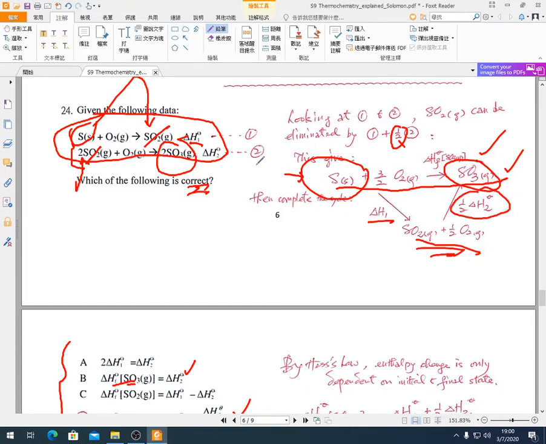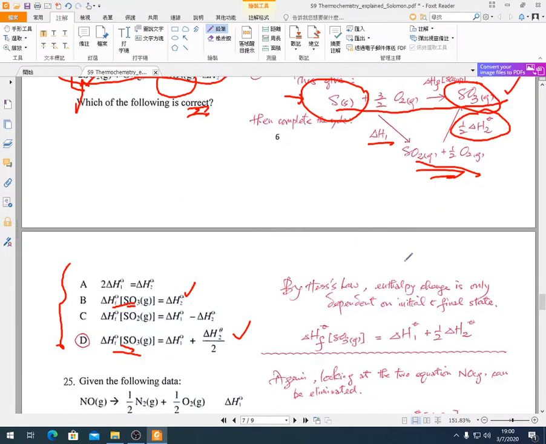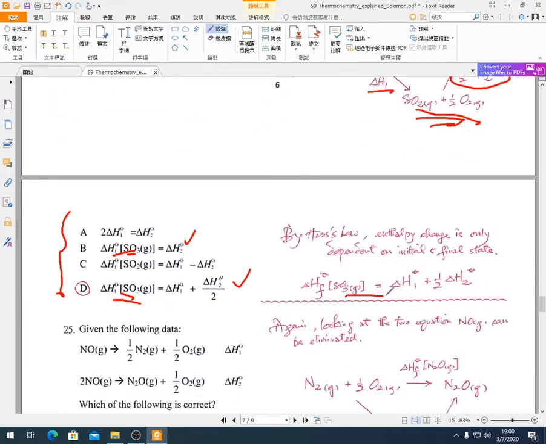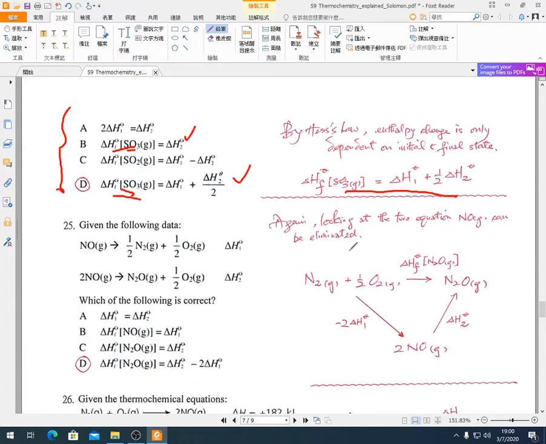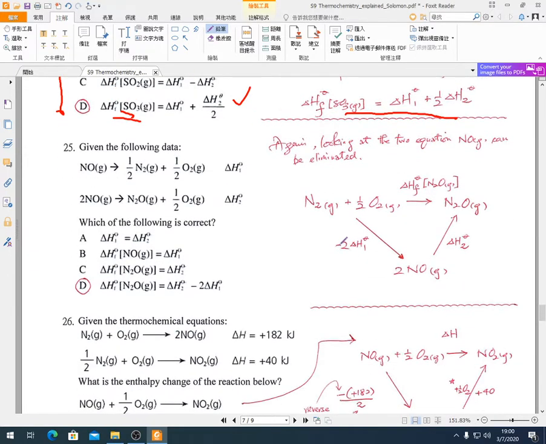Because you have 2 moles here, you have to divide by 2. You times half here. Then you get the result. Very simple. So you get the result. Understand? So we have enough for this Hess's law for inorganic reactions. Finally, we come to some organic reactions.